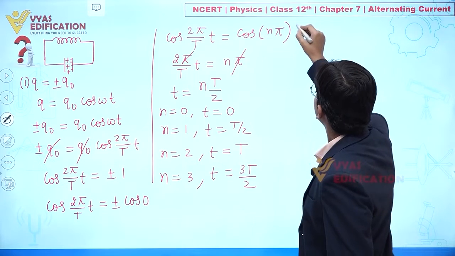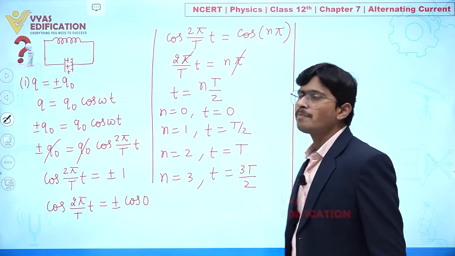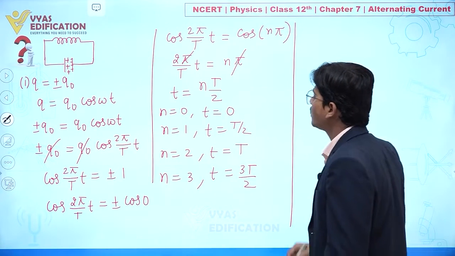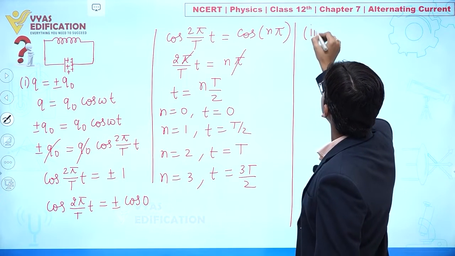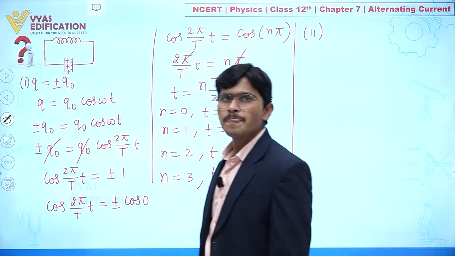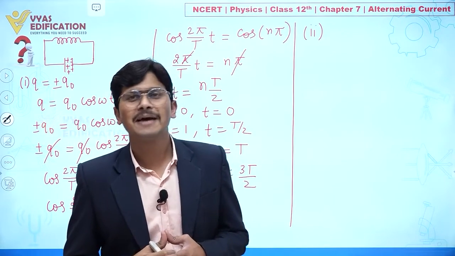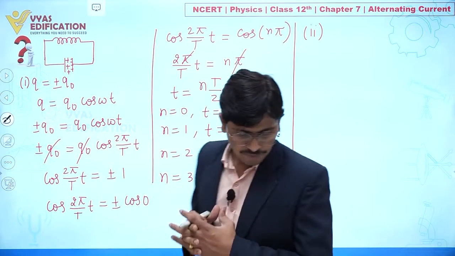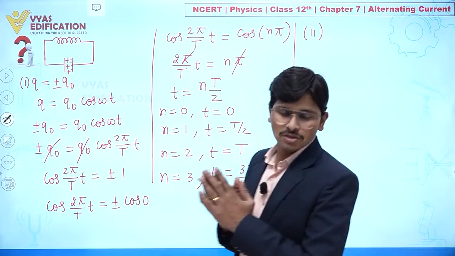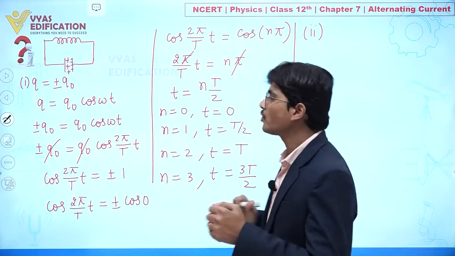Clear to everyone? Now if I am talking about part number second, clear? In part number second it is given that now we have to find the time at which all the energy that is stored is magnetic energy. Clear? So now my objective here is to find magnetic energy. So how can we find?